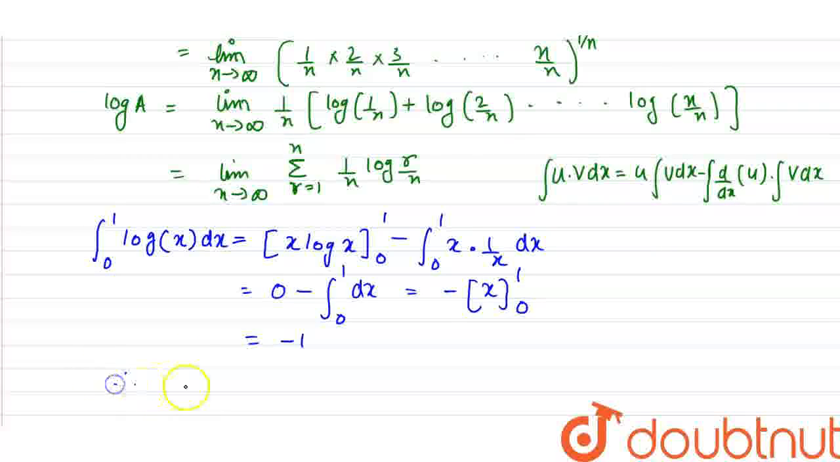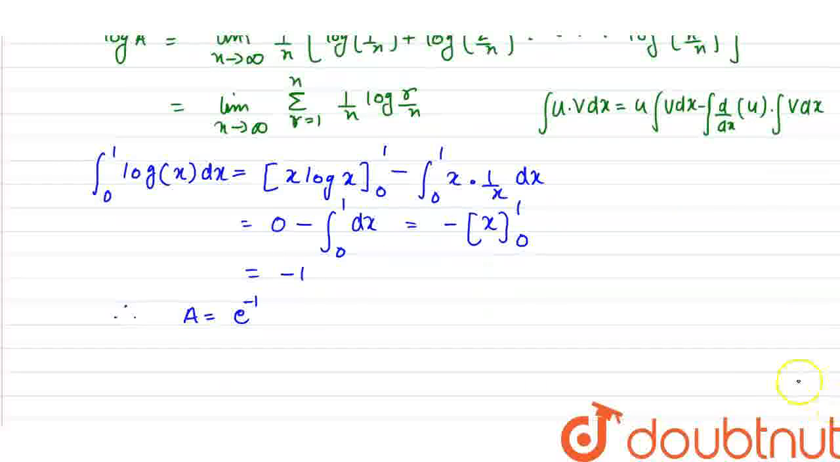So therefore guys, our a is equal to e to the power minus 1, right? Now we can write e to the power minus 1 in terms of 1 by e. So our final value of a is equal to 1 by e. So our answer is going to be 1 by e. So this is going to be our final answer.